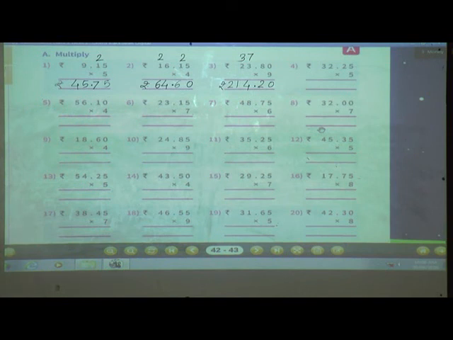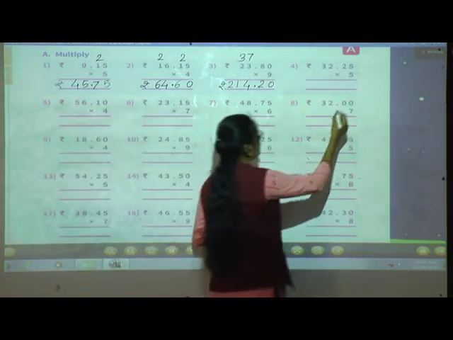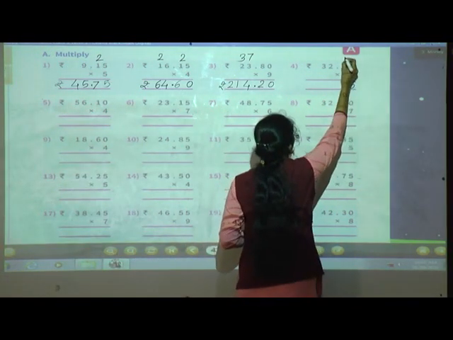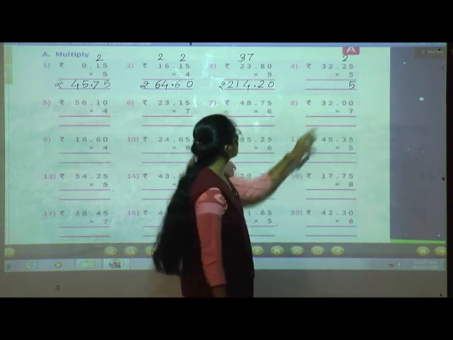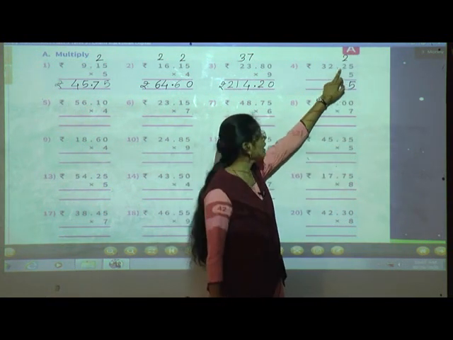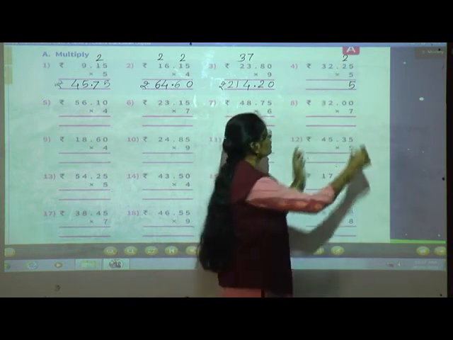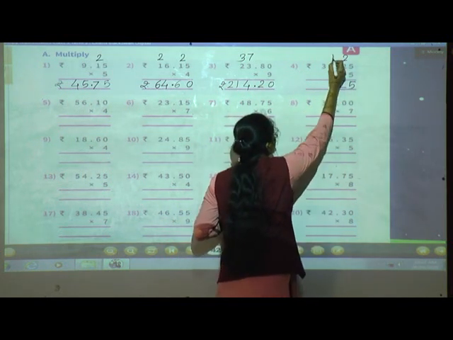Rupees 32.25 into 5. Do the multiplication. While doing the multiplication, forget the point and do the simple multiplication. Yes. 5 into 5. 5 into 5, 25. Correct. So here we'll write 5 and then 2 as a carry. Then 5 into 2, 10. 10 plus 2, 12. So what will we write here? 2 and 1 as a carry.